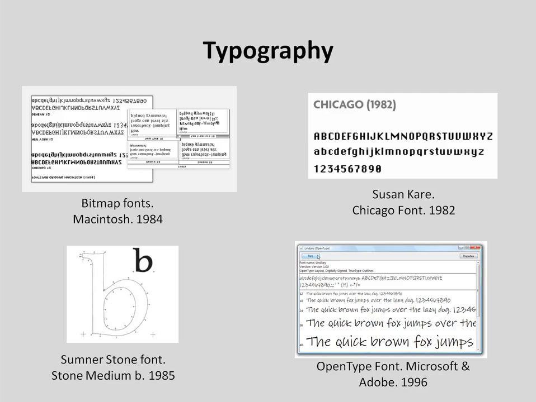In 1984, Susan Kare created screen fonts for Macintosh. The low resolution dot pattern dictates the letter form design and jagged edges. In 1985, the Summerstone font was created using Bezier curves for laser printed text. In 1996, the OpenType font was developed by Microsoft and Adobe. It was the first scalable computer font.